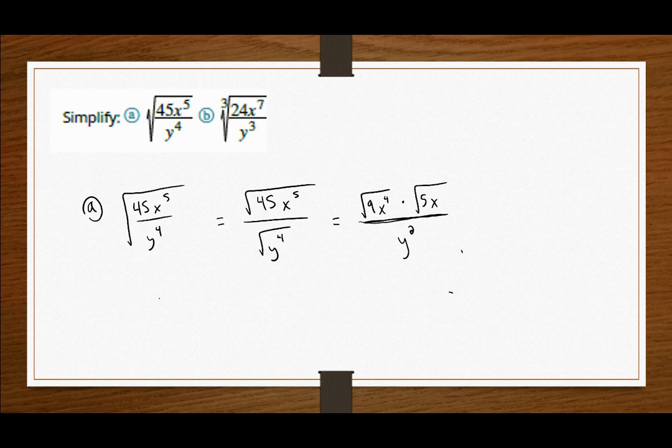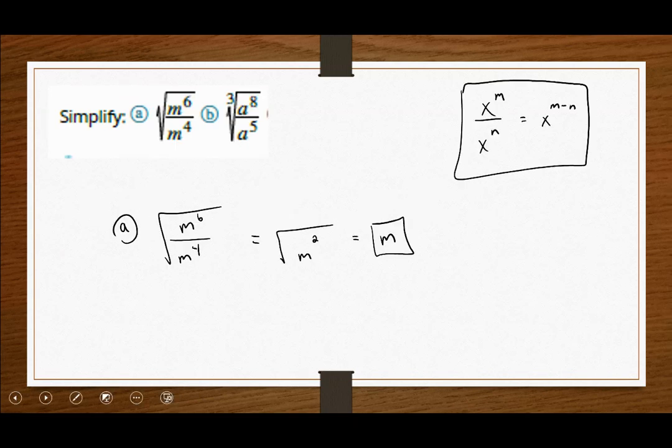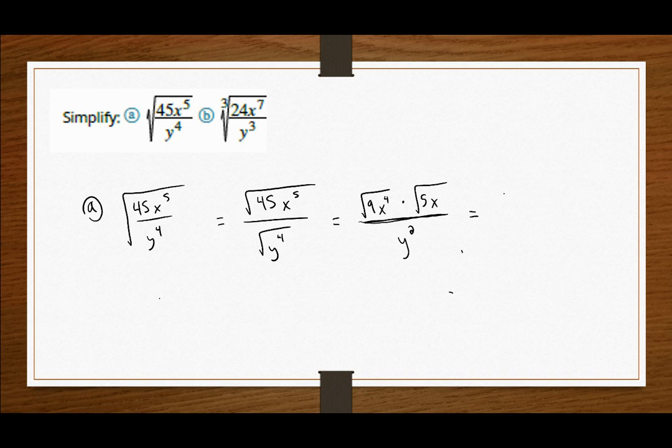With that now split, we can answer the question of what's the square root of 9x to the 4th using our definition of the root. And we get something like 3x to the 2nd times the square root of 5x, all divided by y squared for the solution.